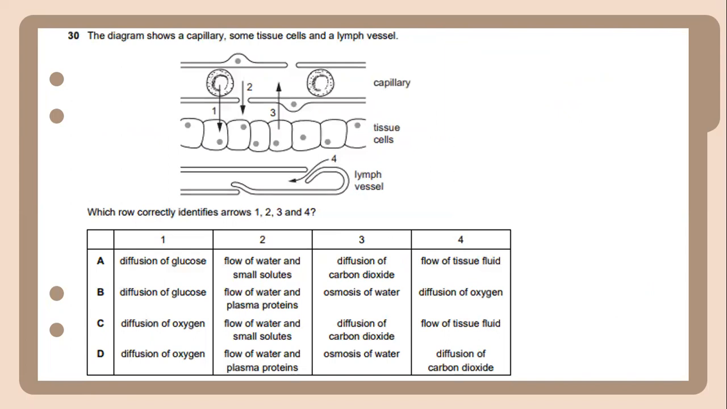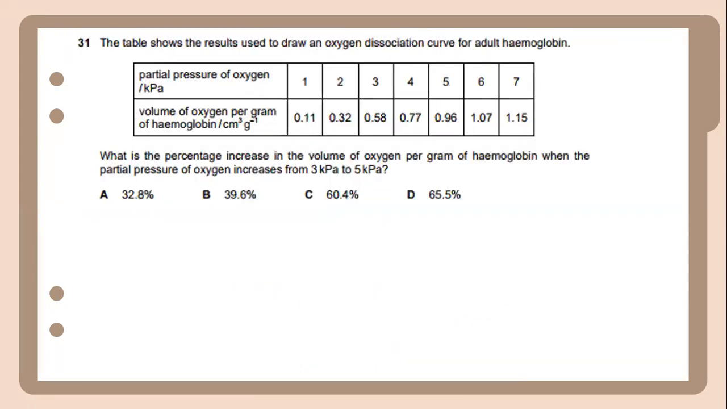Number 13. The diagram shows a capillary, some tissue cells, and the lymph vessels. Which will correctly identify arrows 1, 2, 3, and 4? 1 actually represents diffusion of oxygen, and number 2 actually represents flow of water and small solutes. Number 3 is diffusion of carbon dioxide, and number 4 is a flow of tissue fluid.